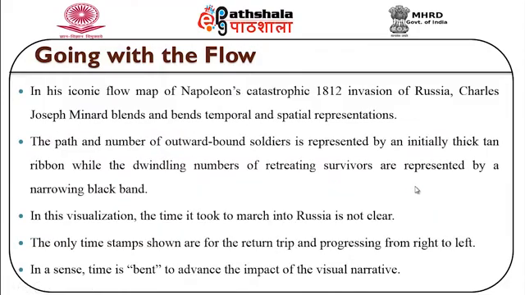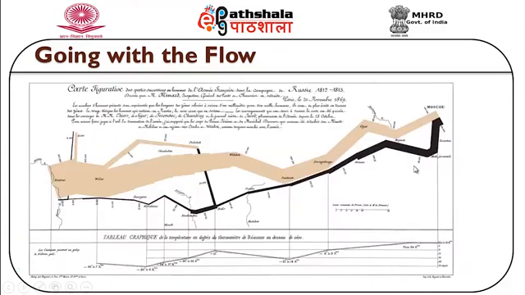So in his iconic flow map of Napoleon's catastrophic 1812 invasion of Russia, Charles Minard blends and bends temporal and spatial representation. The path and number of outward bound soldiers is represented by an initially thick tan ribbon.